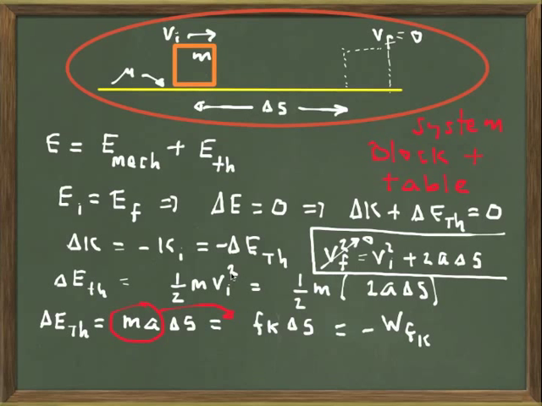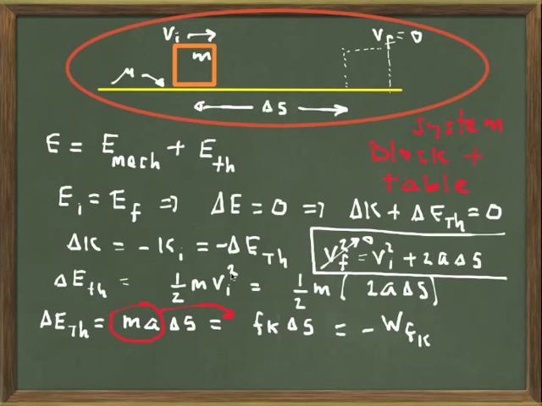The force of friction is to the left. The block is moving to the right. Okay? So this number is the negative of the work done by friction, because the work done by friction should be minus Fk delta s. Okay? So what I just did here tells you the thermal energy increase if there is friction.